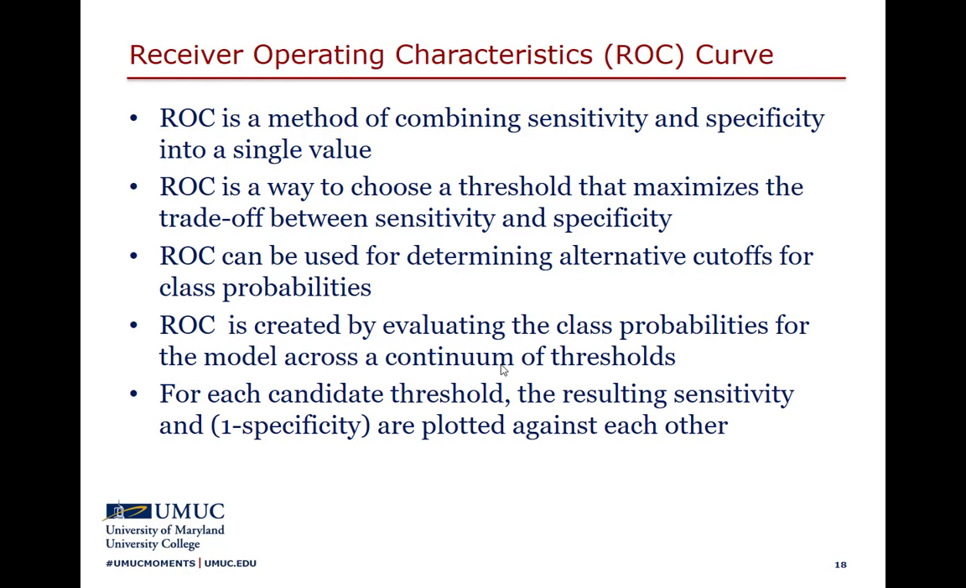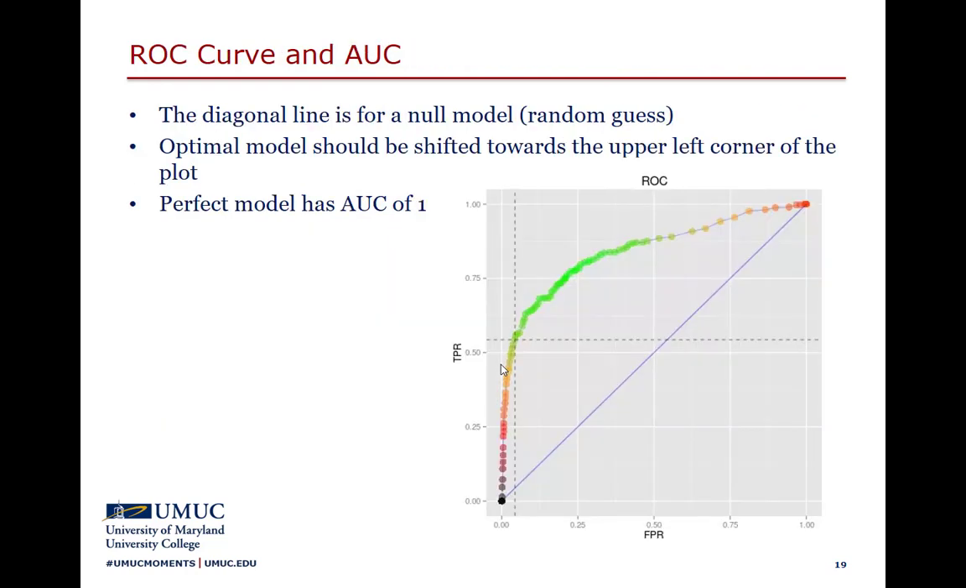It is created by evaluating the class probabilities across a continuum scale, right? So when you see a single point on the chart, that's for a single threshold. And for each candidate threshold, the resulting sensitivity and 1 minus the specificity are computed: the horizontal axis is 1 minus the specificity, and the vertical is the sensitivity, which is the true positive rate. They are plotted against each other. And here is one. Again, this is for one threshold. I took this chart, and I don't know exactly whether it is for the default value or not.